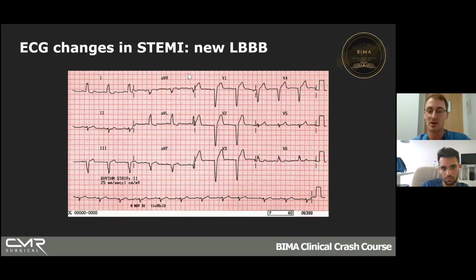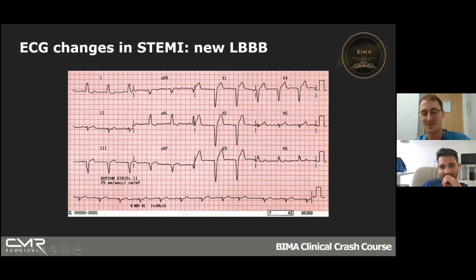Right bundle branch block looks a bit different, and you get what's called a little RSR pattern in leads V1 to V4, which is like a little squiggle. And it's just something to Google and pattern recognition, basically. I don't have a photo of it, unfortunately, but just burn it into your brain. And someone has been very useful, and told us how to use the Sgarbossa criteria. Thank you very much. I should probably have known that before this talk started, but thank you very much.